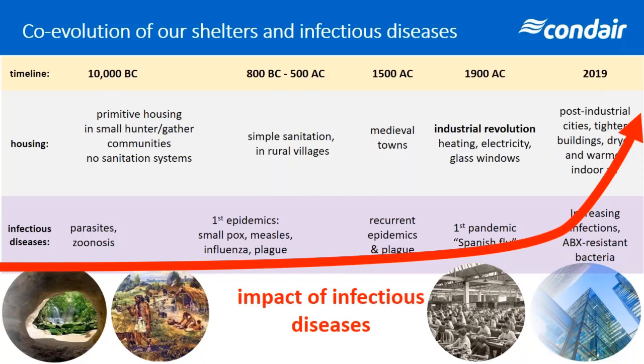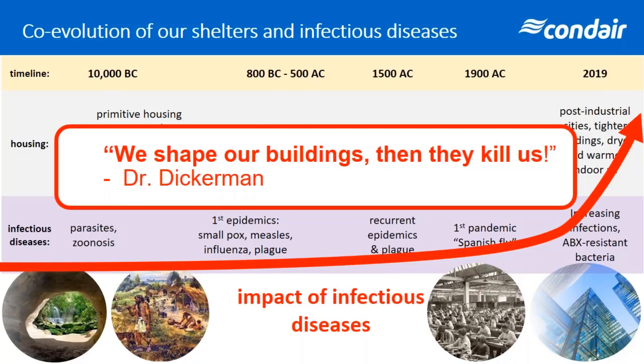And you see there's been an increase in infectious diseases as we've enclosed our buildings, started managing the HVAC systems more precisely. As a matter of fact, one of my colleagues says, well, we shape up buildings, then they kill us. So that's a really extreme and alarming statement that we need to take a look at. So how can we take a look at that? How can we take a look at what's going on indoors with microbes and humans?